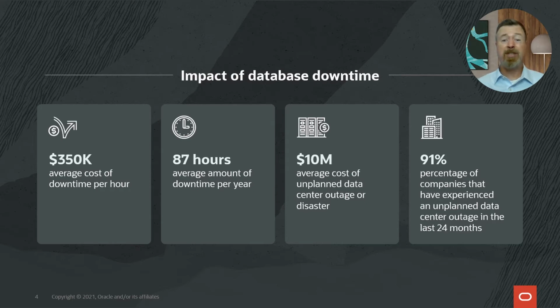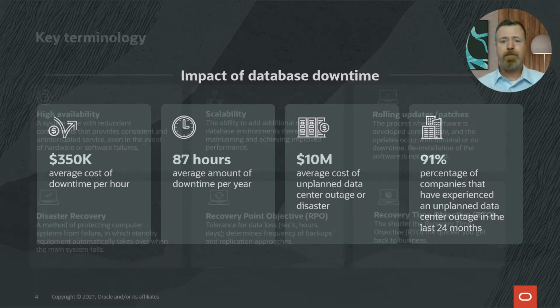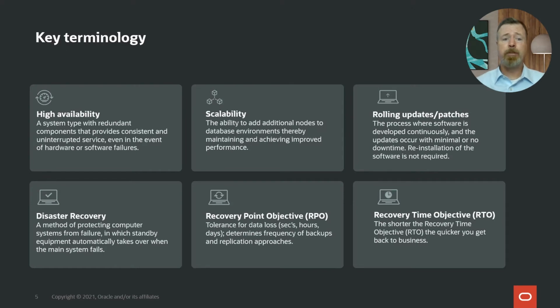$10 million for a single outage, depending on how critical the application is. And 91% of companies have experienced unplanned data center outages in the last 2 years, which means this occurs fairly often. So if we look at how we're going to address this, it's important to understand different terminology first. So we'll start with high availability.